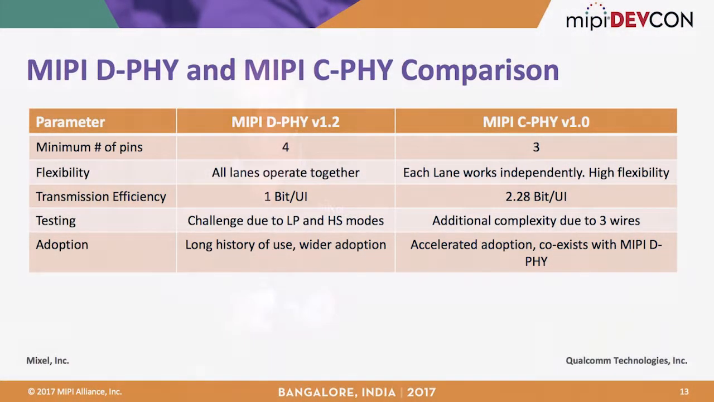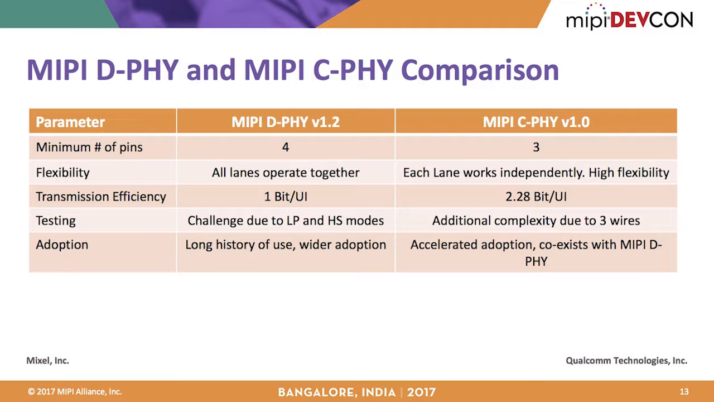The minimum configuration for the D-PHY is 4 pins: 1 clock lane, 1 data lane. For the C-PHY, it's three pins. In terms of flexibility, the C-PHY, as we mentioned, has some additional flexibility in having each lane totally independent. Transmission efficiency, C-PHY has some advantage there because it's 2.28 bits per symbol.